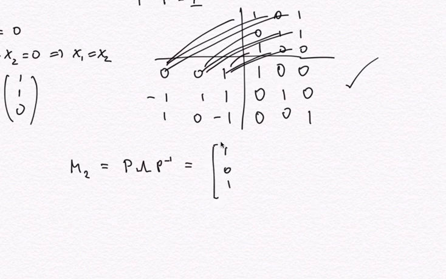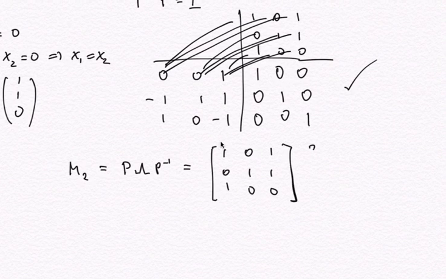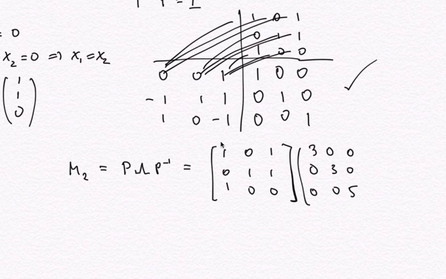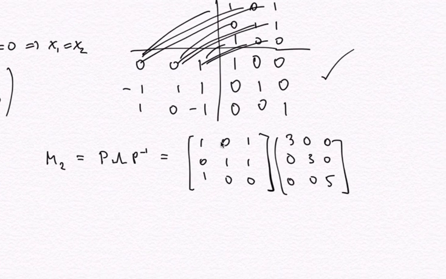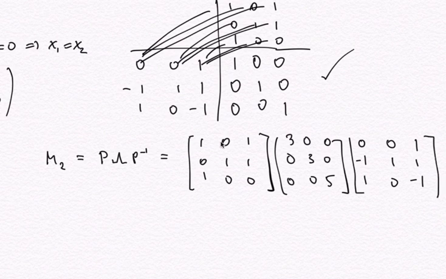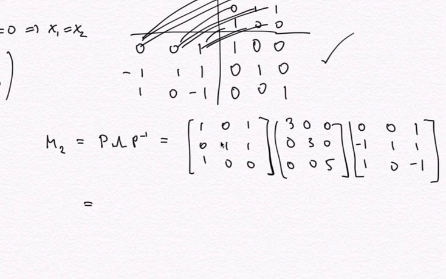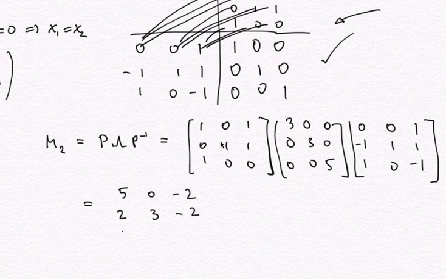So I have found my eigenvalue decomposition of the matrix M2 as P lambda P inverse: 1, 0, 1, 0, 1, 0, 1, 1, 0, times the diagonal that has 3, 3 and 5 on the diagonal, times P inverse, which we found to be 0, 0, 1, minus 1, 1, 1, 1, 0, minus 1. And you can convince yourself at home by matrix multiplication in this fashion that this is indeed the given matrix 5, 0, minus 2, 2, 3, minus 2, 0, 0, 3. That was the second case.